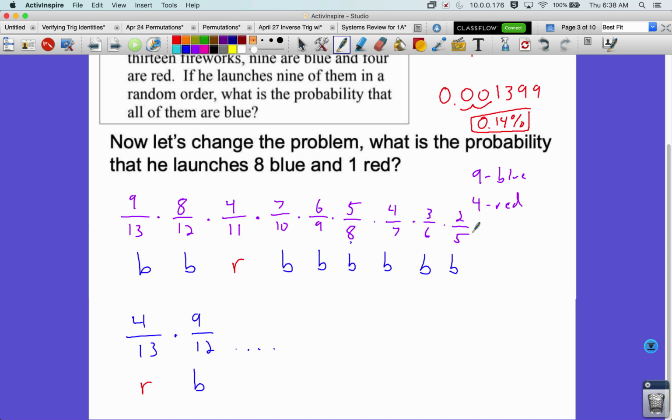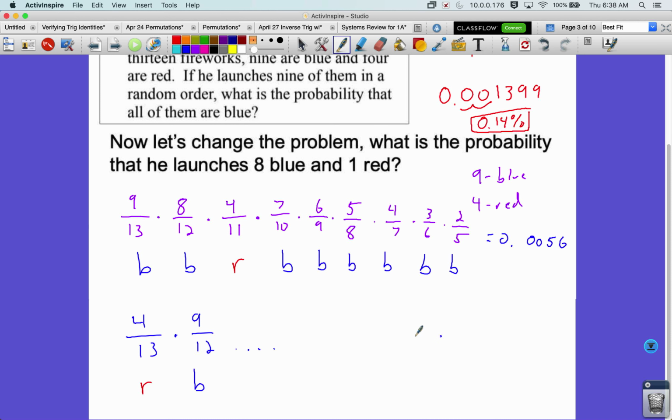So I'm just going to figure out what this is here. I'll do 9 times 8 times 7 times 6 times 5 times 4 times 3 times 2 times 4 to get the top, divided by 13 times 12 times 11 times 10 times 9 times 8 times 7 times 6 times 5 on the bottom. And this specific scenario has a 0.0056 chance of happening.